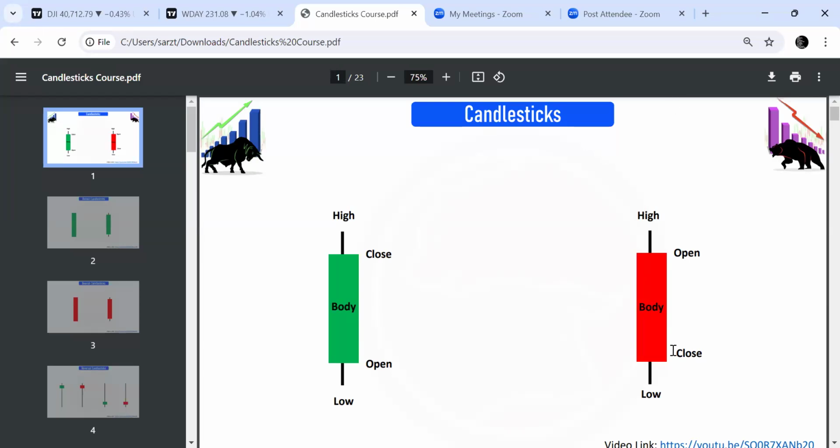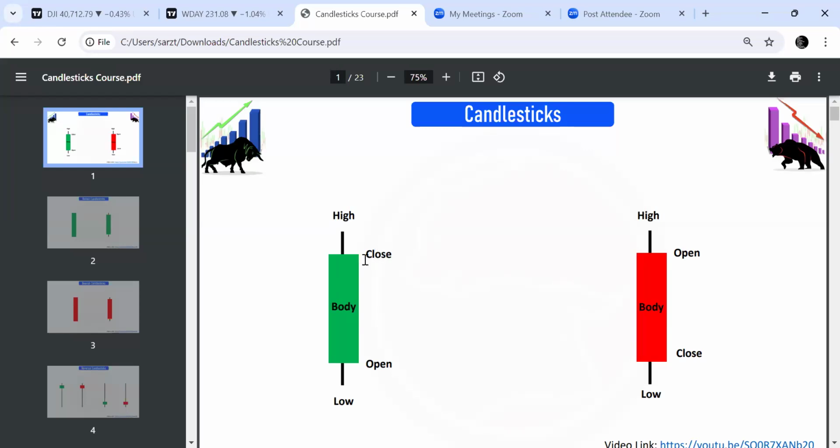Yeah, so in a red candle, the closing price is lower than the opening price, signaling bearish sentiment. The important point to note is that in a red candle, the opening price is located at the top of the body and the closing price is located at the bottom of the body. Whereas in a bullish candlestick, the opening price is located at the bottom of the body and the closing price is located at the top of the body.